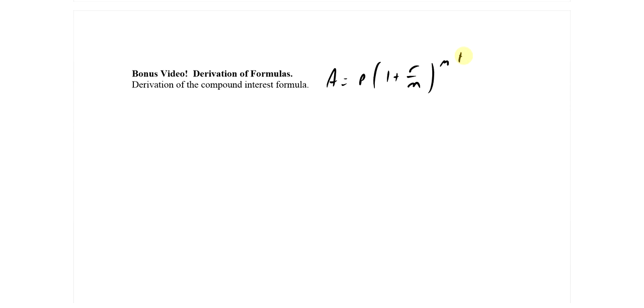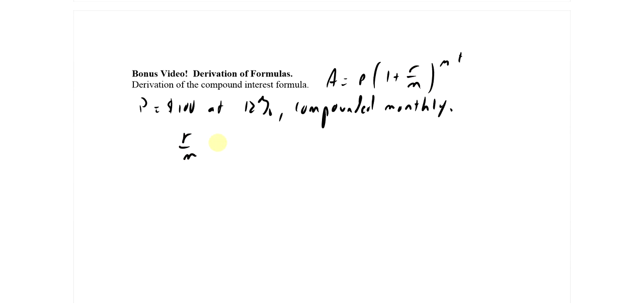Well, let's look at, just to make our life a little bit easier, suppose we invest $100 at 12% interest compounded monthly. Right? And so what I'm saying here is P is 100, r is 0.12, m is 12, and so that makes my life a little bit easier. r over m is 0.12 divided by 12, so that's going to be 0.01. You're getting 1% a month.